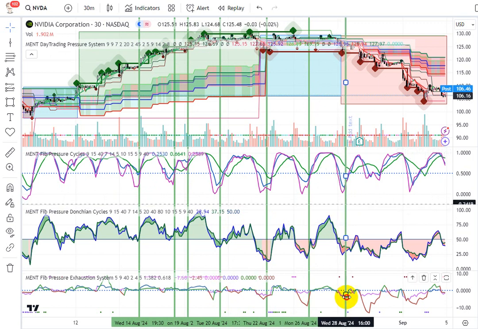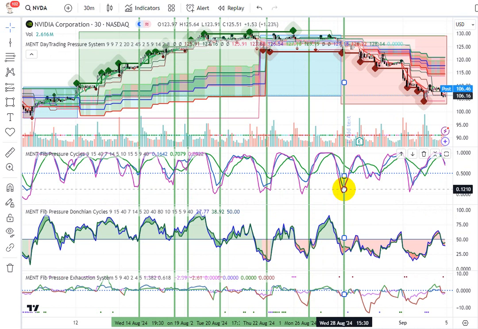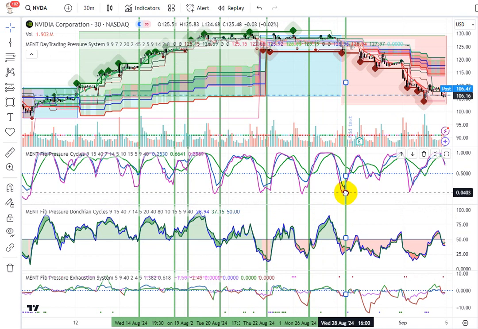Now you help me. Where am I getting the hook? I've got a nice little hook right there, nice little hook right there, nice little hook right here. Cycle bottom.